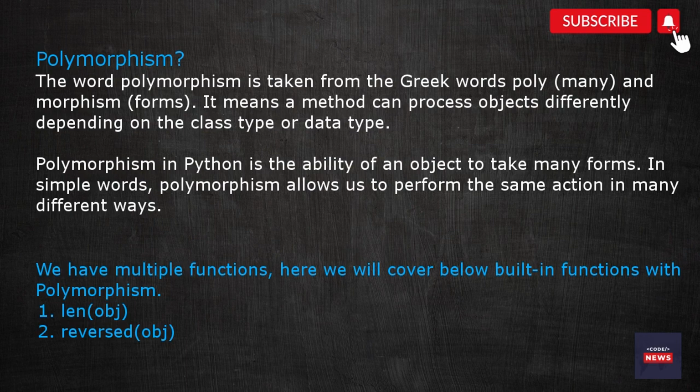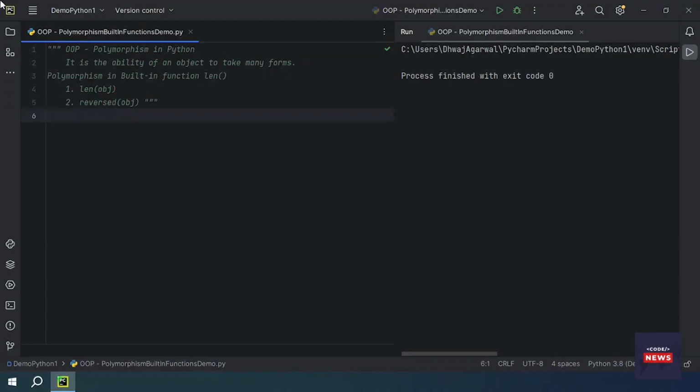Polymorphism in Python is the ability of an object to take many forms. In simple words, polymorphism allows us to perform the same action in many different ways. First of all, we will see how polymorphism works with built-in functions such as length and reverse.